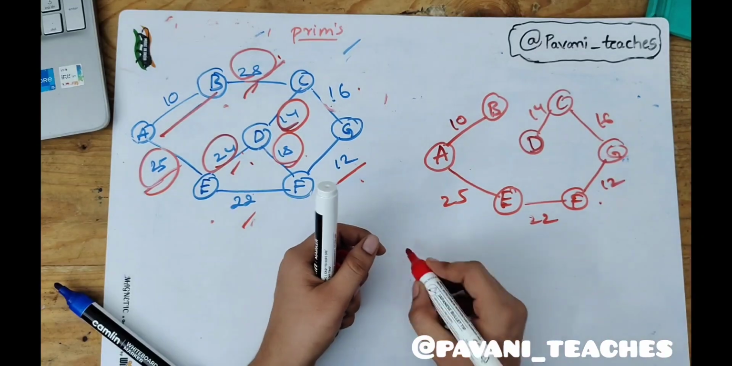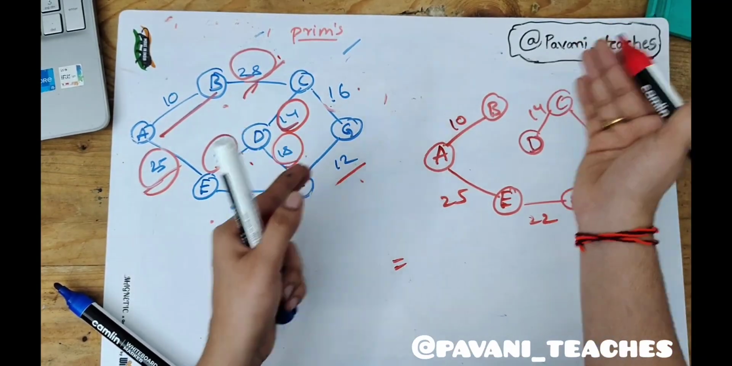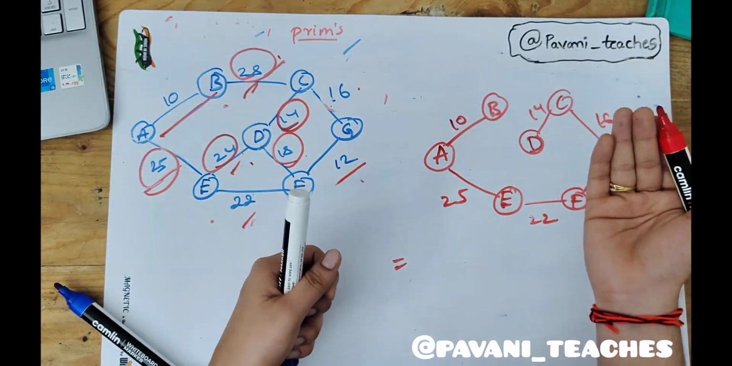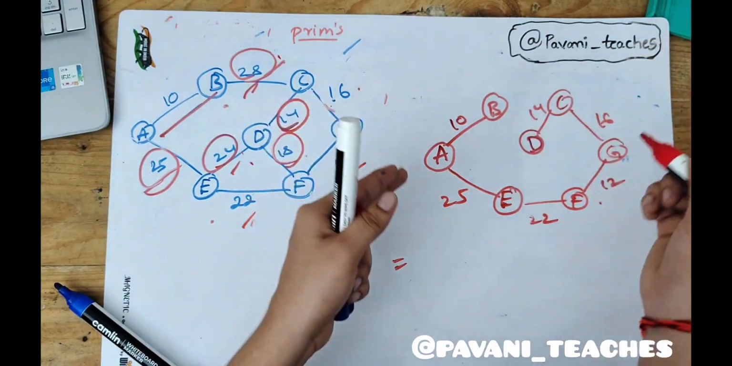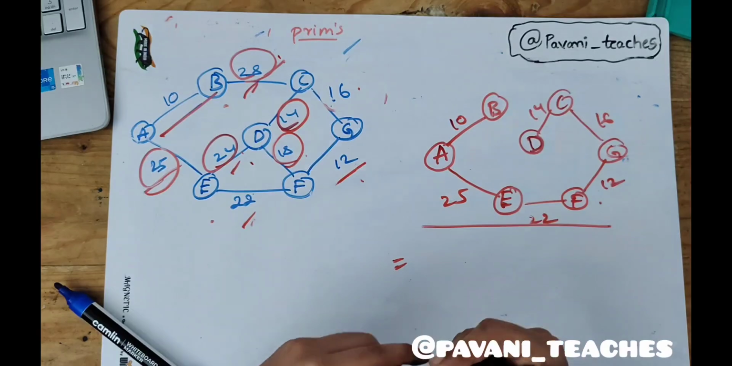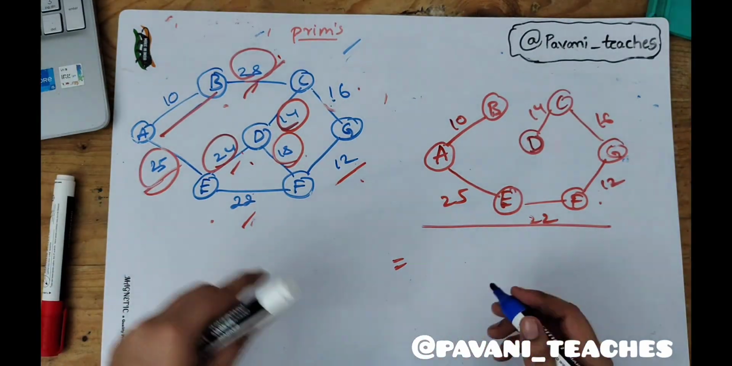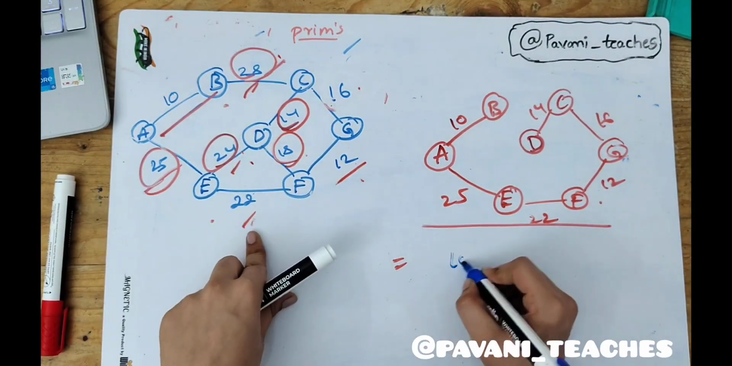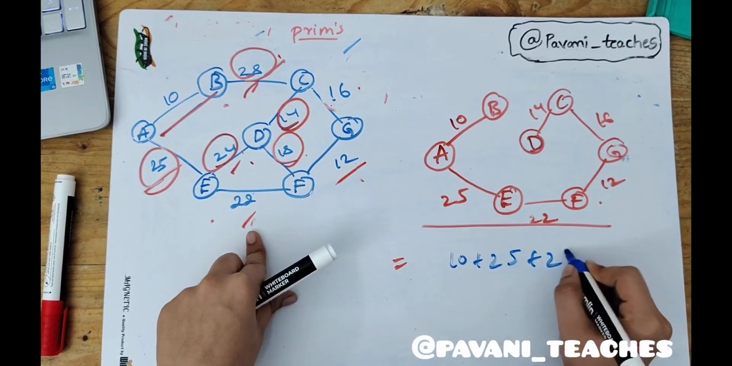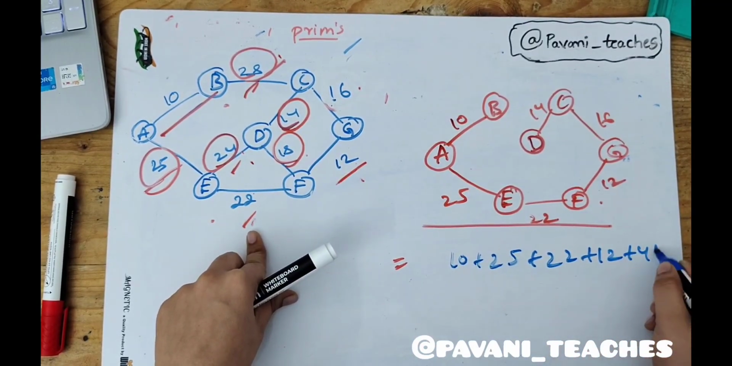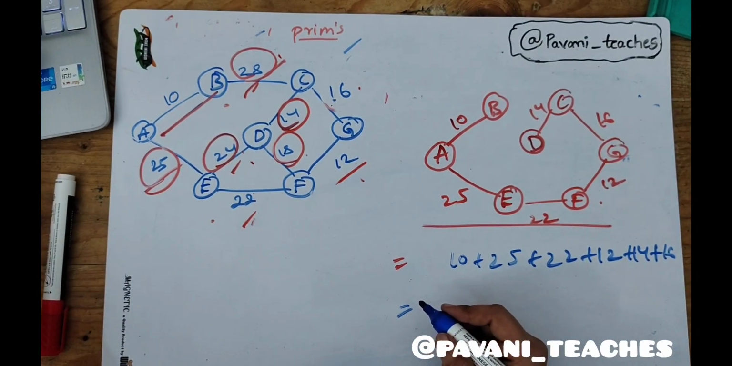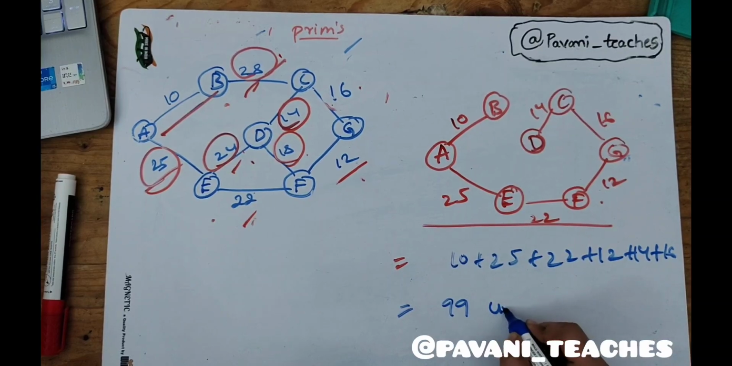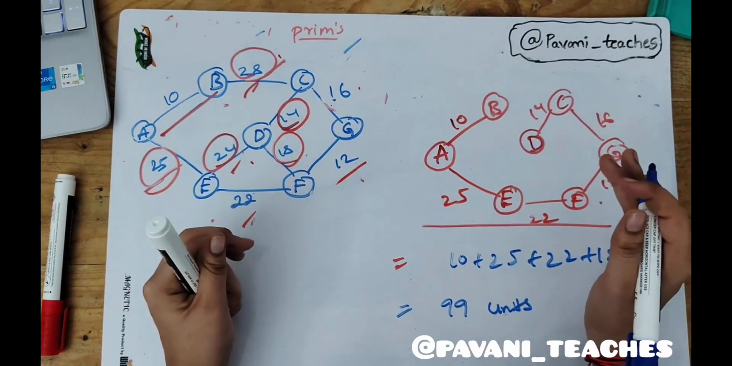Okay. Now after getting the minimum spanning tree, if you go further, it will form cycles. So while it is forming cycles, you better stop before that step. After getting this minimum spanning tree, you have to add all the weights present here. So 10, 25, 22, 12, 14 and 16, and the total is 99 units. Okay, this is how Prim's algorithm works.